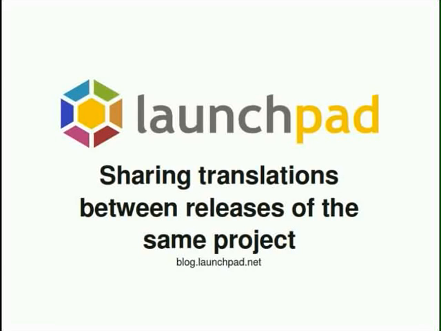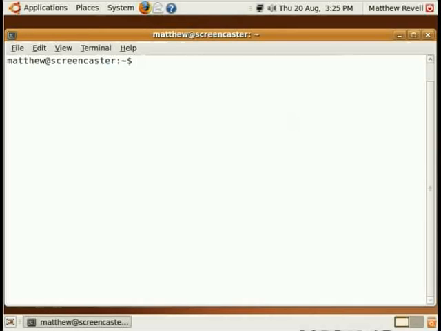I'm Matthew Ravel, and today we're going to be looking at sharing translations between releases of the same project. So, briefly, you can have multiple concurrent translation efforts for the same project. Say one for a current release, one for an older release that it still supports, and one for your active development work, perhaps.